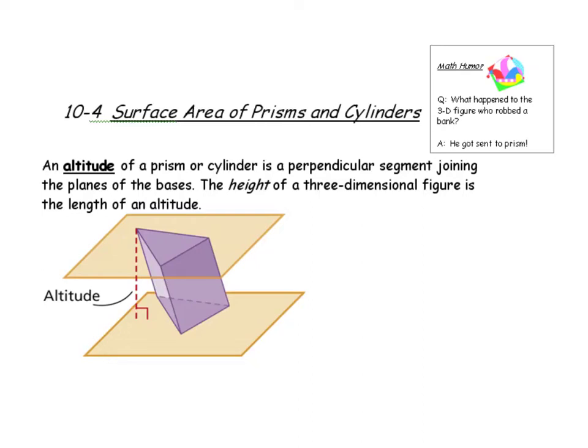All right, here we go with 10B. We're going to start 10-4, surface area of prisms and cylinders.